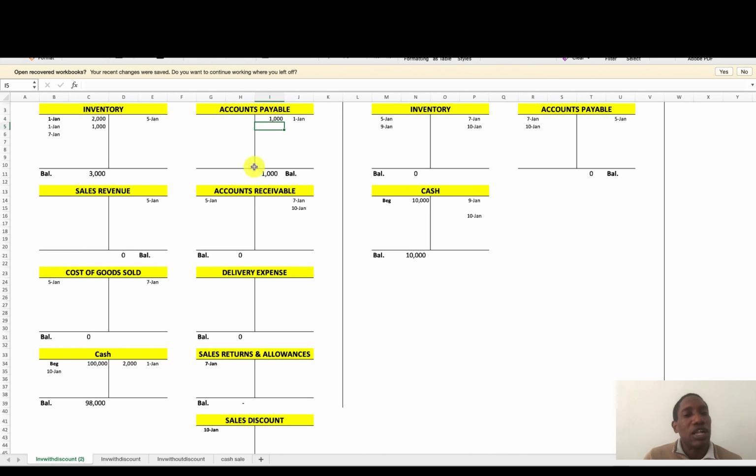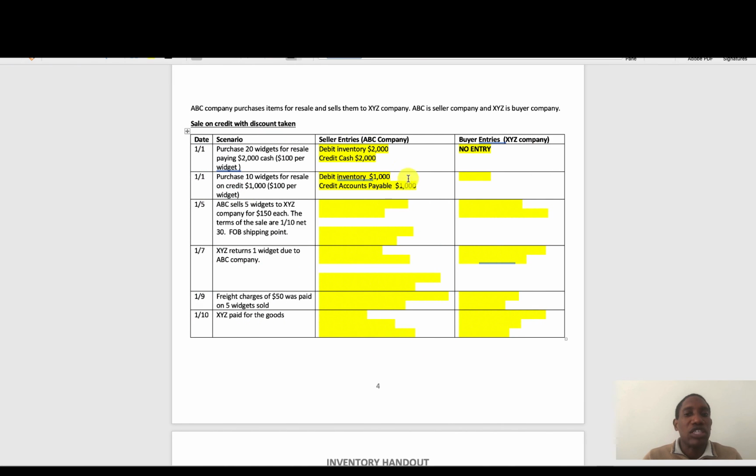So this $1,000 in accounts payable is the inventory that I purchased, this $1,000 in inventory, and over here, this cash is for the cash transaction, right? So I have $3,000 worth of inventory, $2,000 that I bought with cash, and $1,000 that I bought on credit. So my inventory has $3,000 in it.